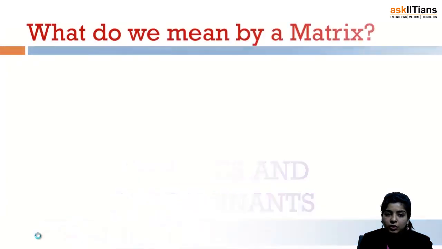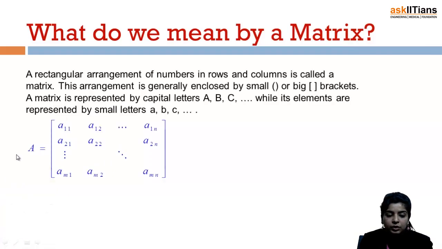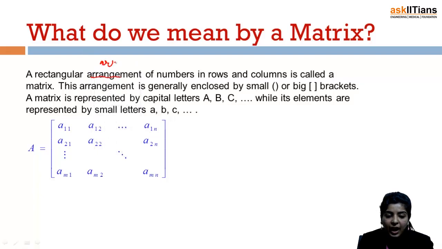When we talk of matrices, what do we generally mean by a matrix? First of all, we'll discuss the formal definition. The mathematical definition says a rectangular arrangement, or an array, of numbers in rows and columns is called a matrix. This arrangement is generally enclosed by either small or big brackets. A matrix is generally denoted by capital letters while its elements are denoted by small letters.